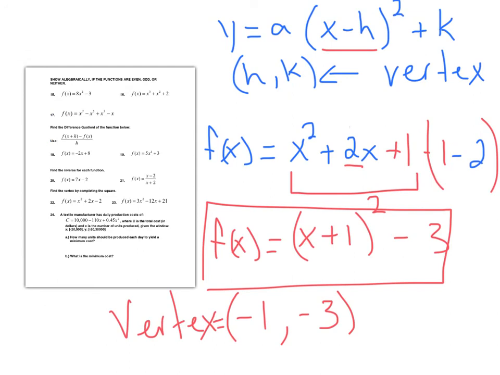You're going to do the same thing for 23, although you may want to get rid of that coefficient of 3. Factor that out first. It might make it a little easier for you. And 24 is a word problem, but don't get too antsy about it. You're going to end up doing the same thing with finding the vertex.